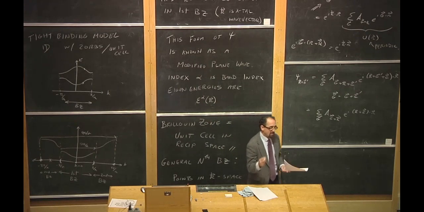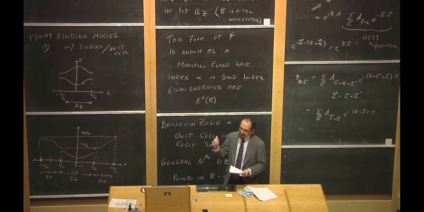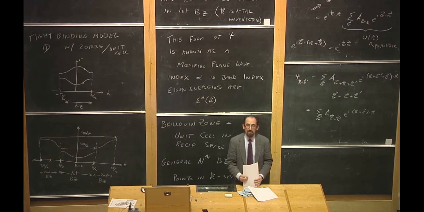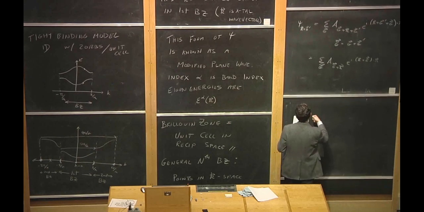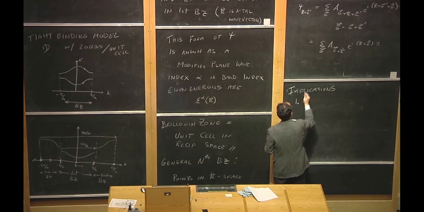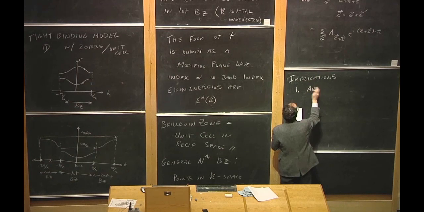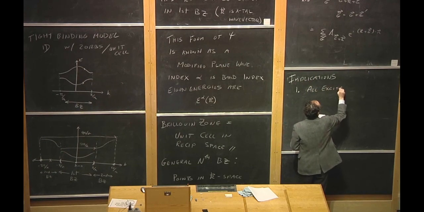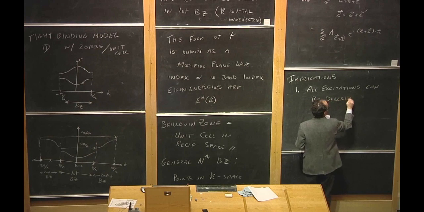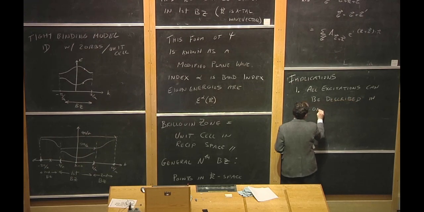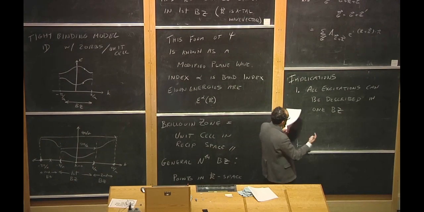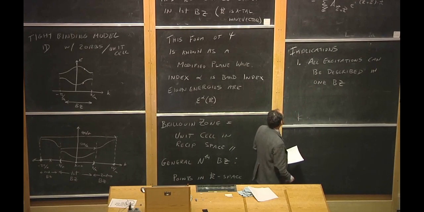Is it special that when you shift k by a reciprocal lattice vector, you get back exactly the same wave function? Is that special to the tight binding model? It's not. It's a property of the Schrodinger equation and the periodic potential. Okay. So the implications of this theorem, which is viewed as so important: one, all excitations can be described in one Brillouin zone, because whenever you go outside of the Brillouin zone, you can just shift by a reciprocal lattice vector to get back into that Brillouin zone. So that's an important statement.